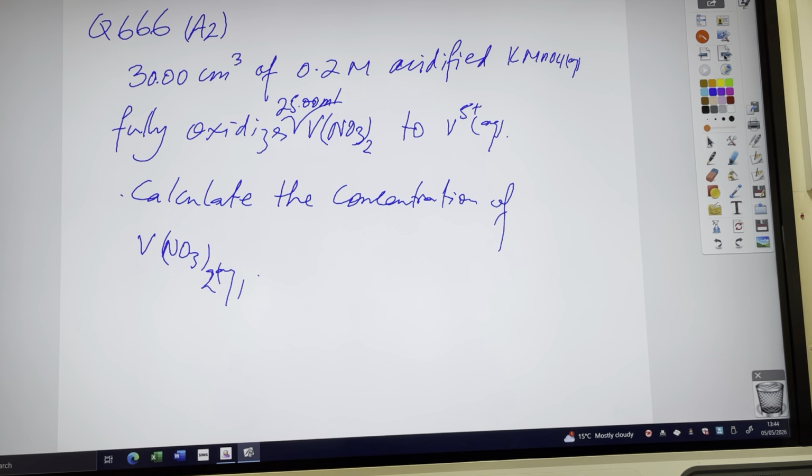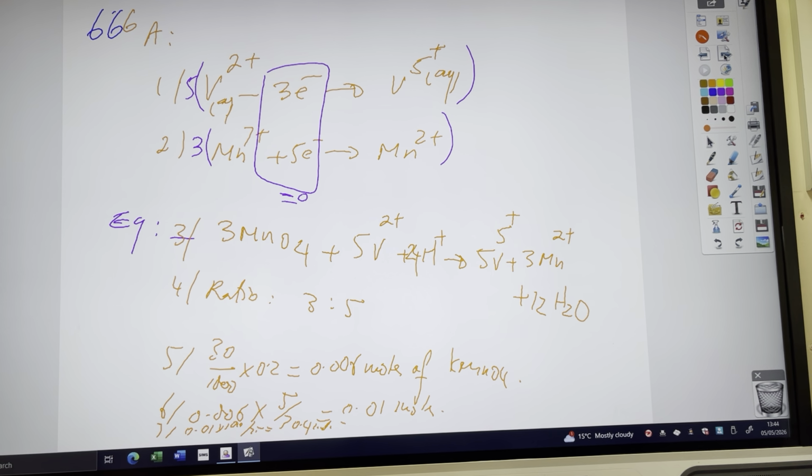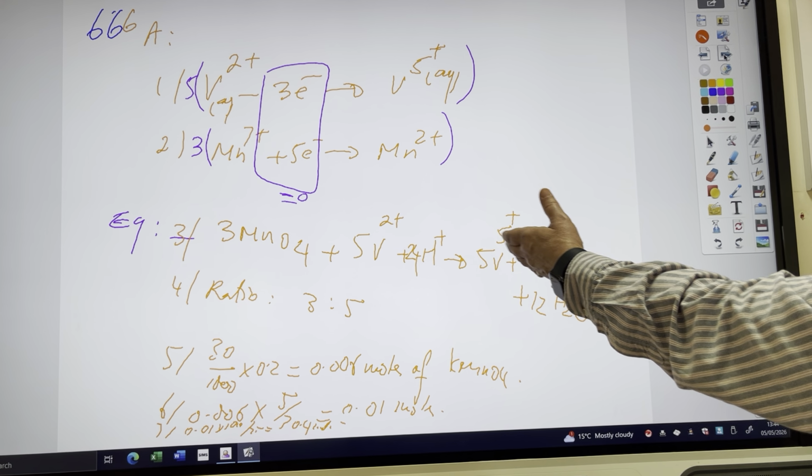This is a redox reaction in which potassium permanganate is used to oxidize vanadium nitrate to vanadium 5+. If that is the case, then what is the concentration of vanadium nitrate that you used? The procedure for these is much simpler than when you're using thiosulfate. But again, everything starts from equations and balancing the equations. By balancing, I mean balancing the number of electrons gained and lost. And therefore you arrive at the equation.